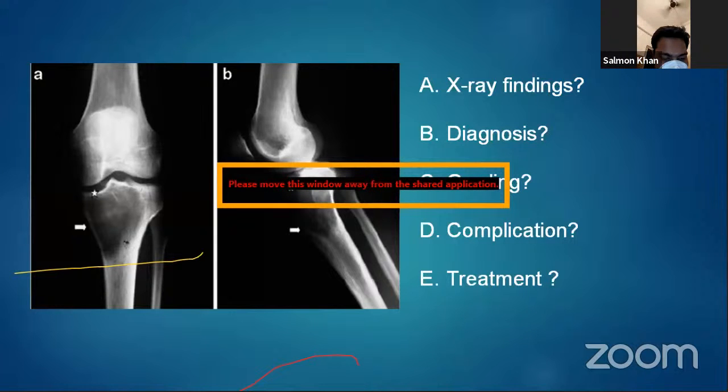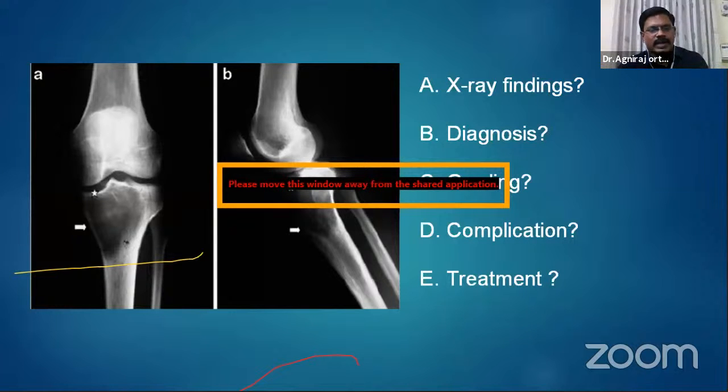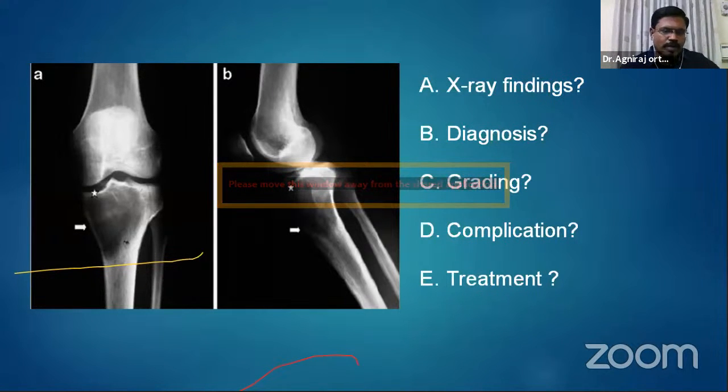Giant cell tumor. Okay, you left only one thing. Other things you are right. You told it is eccentric. It is an eccentric expansile lytic lesion. So you should remember this giant cell tumor. It is the one tumor which can go up to the joint, can go up to the subchondral bone. X-ray findings right, diagnosis right.